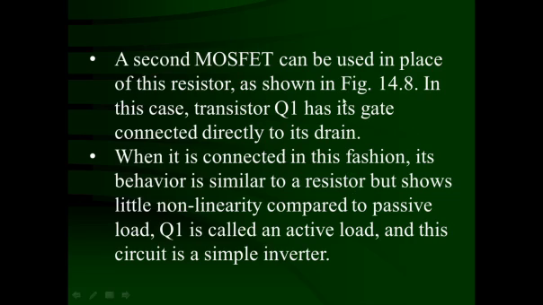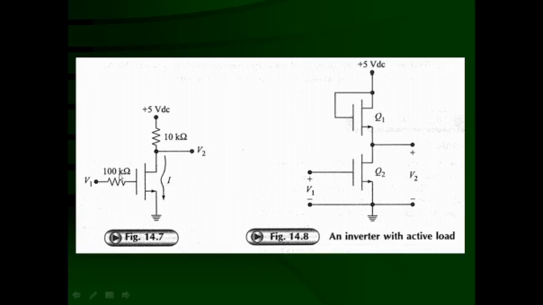A second MOSFET can be used in place of this resistance as shown in figure 14.8. In this case, the transistor Q1 has its gate connected directly to the drain. This is called an active load. When it is connected in this fashion, its behavior is similar to a resistor, but it shows little non-linearity compared to the passive load. Q1 is called the active load, and this circuit is the simple inverter that we have seen.